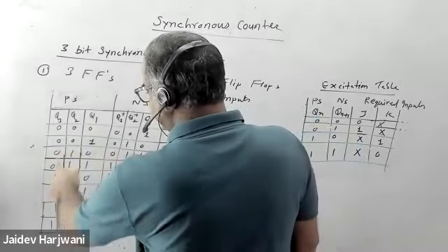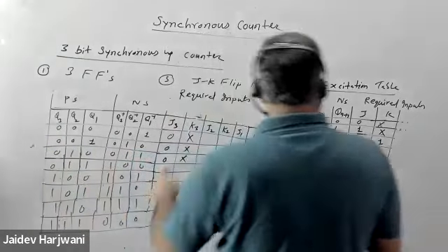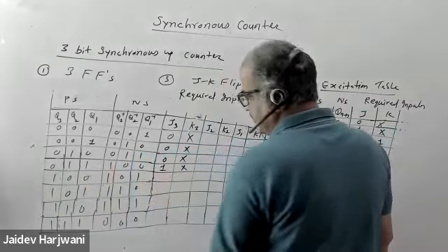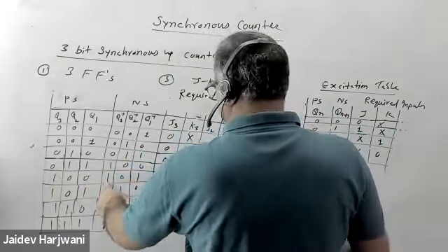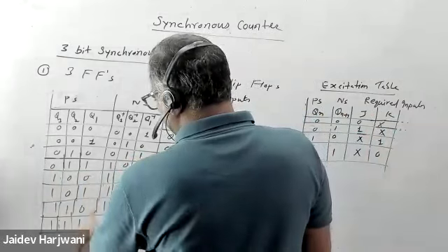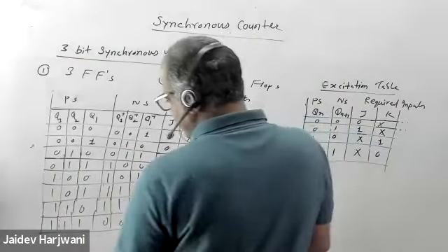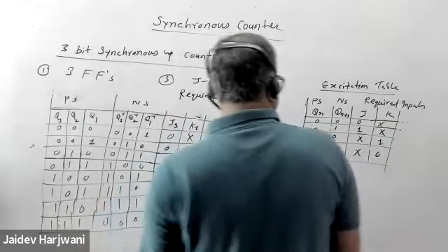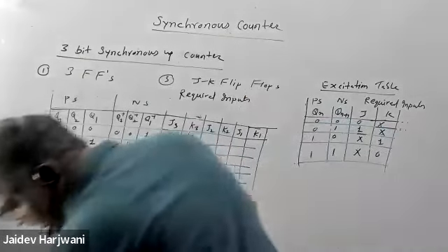Then here, 1 2 3 4, again going 0 to 1. So 0 to 1 requires what? 1x, so you put 1x here. Then fifth, you require 1 to 1. 1 to 1 requires x0. Then you require again 1 to 1. Just check whether I'm making a mistake or not. Again 1 to 1, x0. Then you require 1 to 0. 1 to 0 requires x1.